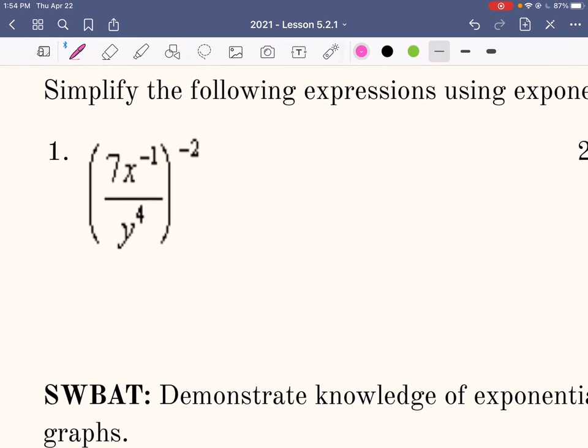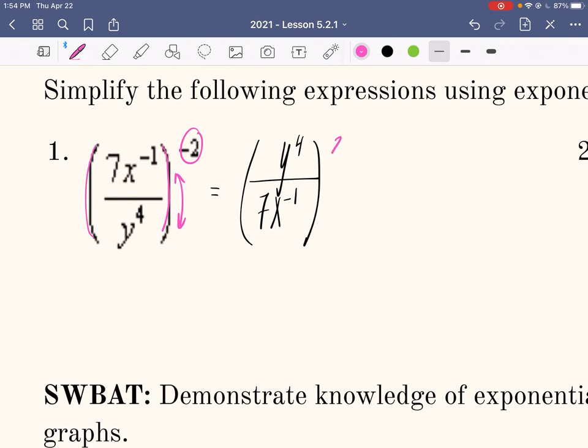So here, number one, we're dealing with a negative exponent on the outside. And the way that we get rid of negative exponents, first of all, we want to make them positive. We want all of our exponents to become positive, happy exponents, as I always say. And the way that we do that is by taking the reciprocal of the base. So if this in parentheses is the base and I take the reciprocal of that, the reciprocal is just going to flip-flop the numerator and denominator. So this will become y to the power of positive 4 over 7x to the power of negative 1. Now all of this to the power of positive 2.